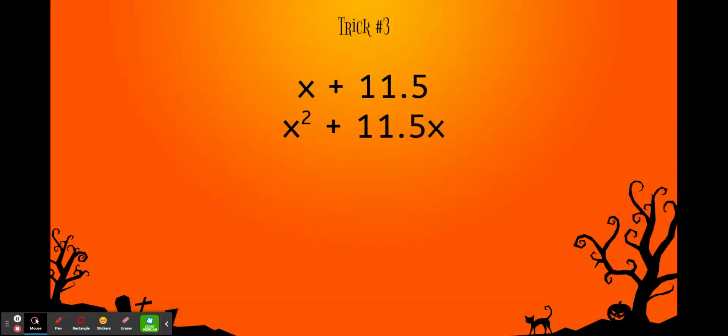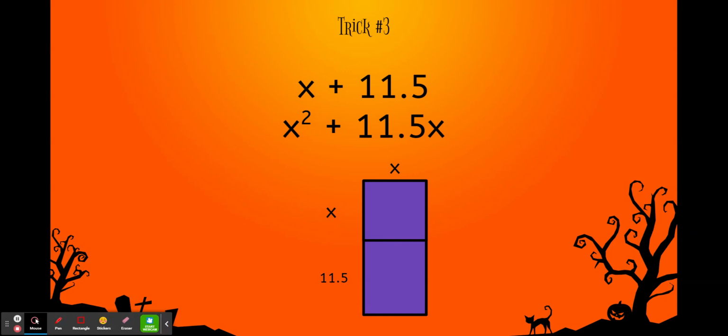Then the next thing that we're going to do is multiply that by x. So when we multiply that by x, we have to multiply both x and 11.5 by x. To visualize that, we can think about the area model, right? Area of a rectangle is one side times the other, length times width. And so if one of those sides is x plus 11.5, and we multiply that by x, we can think about that as a rectangle with this height and this width.